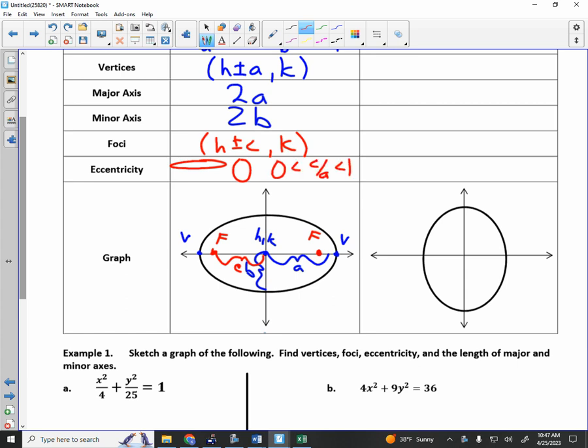we take c and we divide it by a. Take c and divide it by a. The closer the value is to 0, the more the shape looks like a circle. The closer the value is to 1, the more it looks like a line. Okay. All right. So the only thing you need to know up here is how to find c.